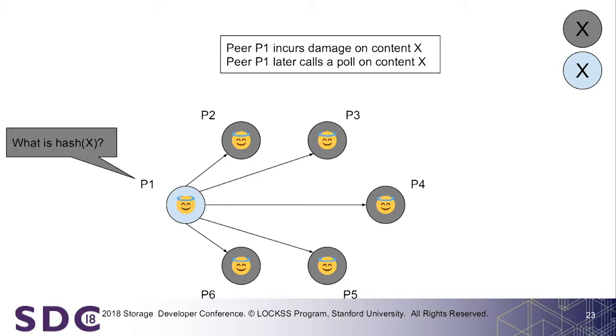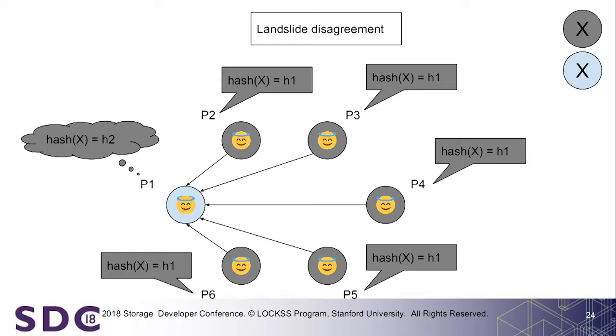Well, now P1 incurs some damage, some bit flip, loss of hard drive, sector goes bad, operator error, erases a file. Someone from the inside is attacking the system and trying to erase that from peer P1 on its storage system. So that's what I'm representing here as a different color. So now it thinks that's X, but it thinks it's blue instead of gray. All right, so what is the hash of X? Everybody else agrees among themselves, so they all say H1. And for some reason, P1 thinks, oh no, I think that's H2. So that's landslide disagreement. Everybody else agrees together, but I disagree with everybody else, so I must be wrong.